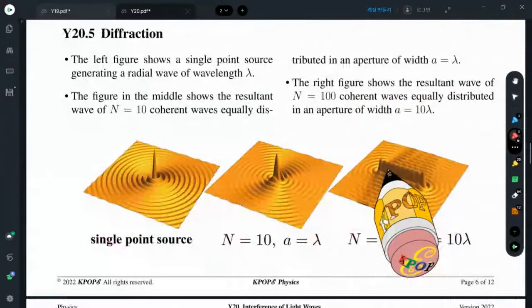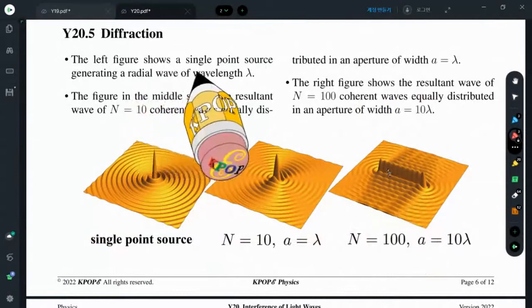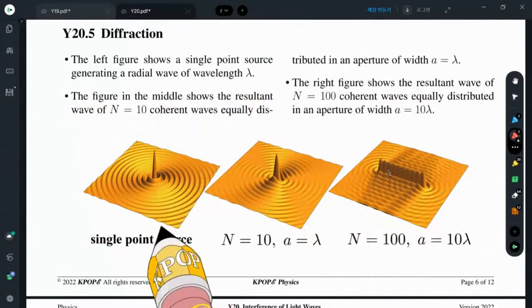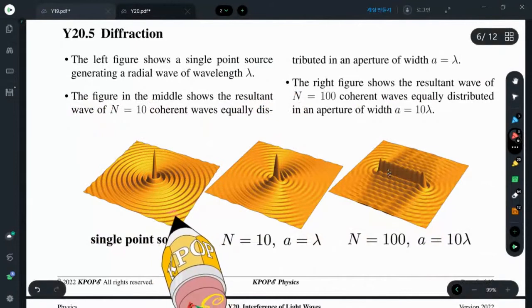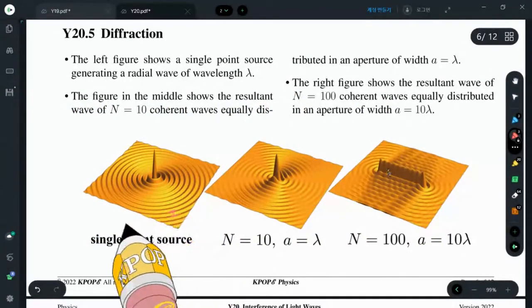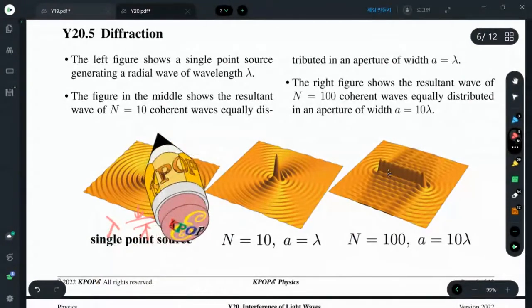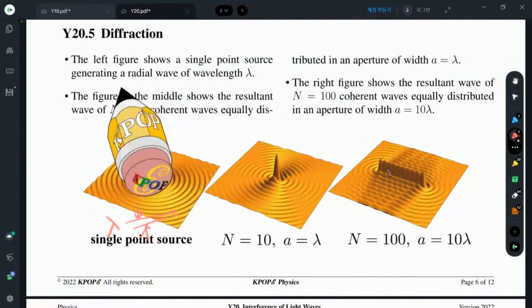Diffraction. The left figure shows a single point source generating a radial wave of wavelength lambda, and this distance is the wavelength lambda. We have a single wave.